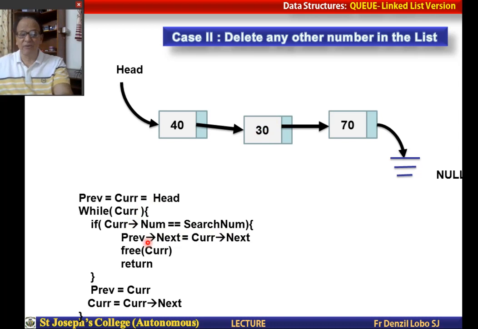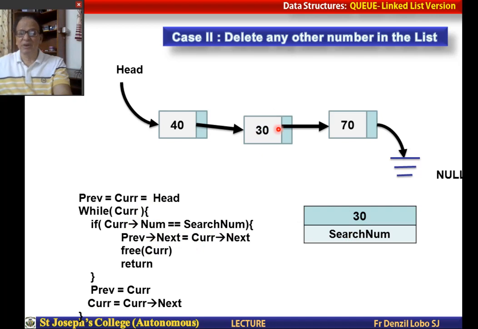Therefore, search number is 30. So this is the node I want to remove. This is previous, this is current. Therefore, this has to be linked to the current next. How do I do that? Then I say previous next is equal to current next. That is, remove this link and link previous next to current next.